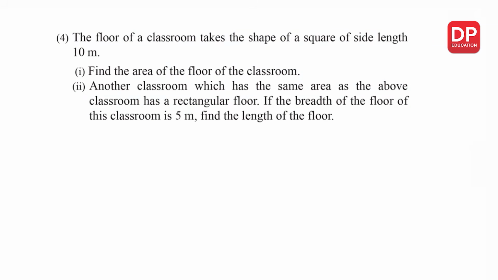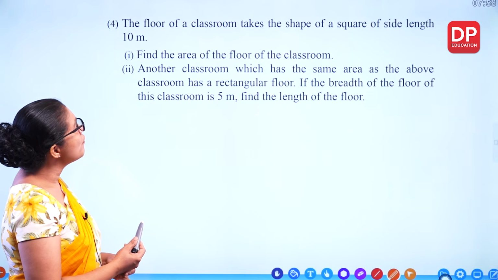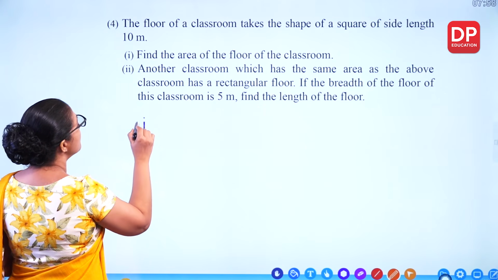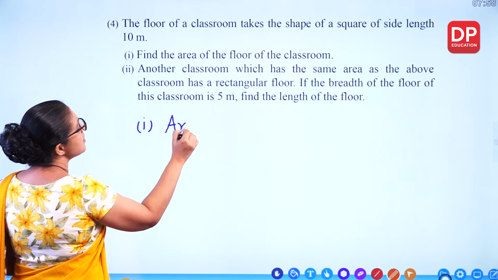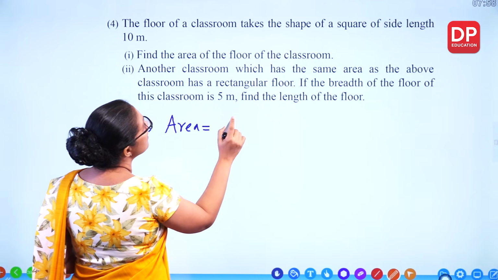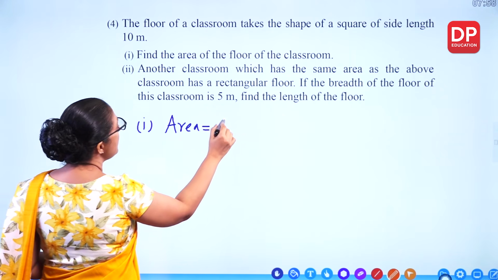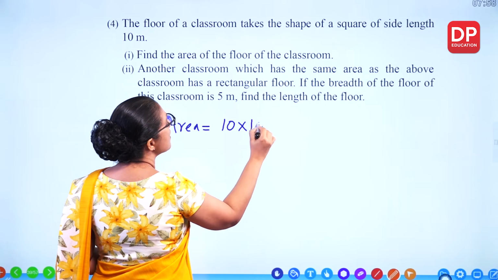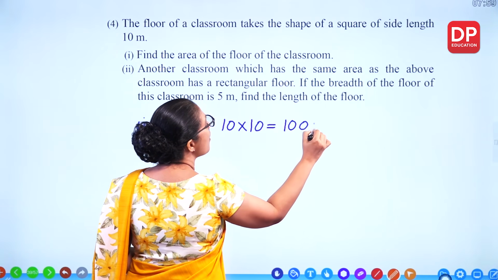The floor of a classroom takes the shape of a square of side length 10 meters. Find the area of the floor of the classroom. So just multiply length into length. So what's the length? 10 meters. 10 times 10, 100 square meters.